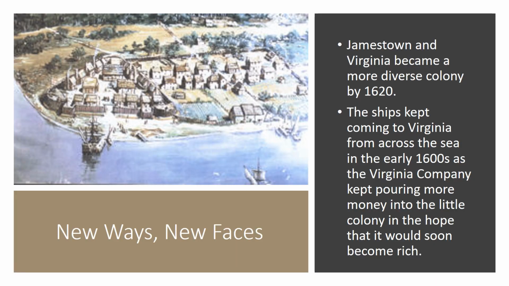New ways, new faces. Jamestown in Virginia became a more diverse colony by 1620. The ships kept coming to Virginia from across the sea in the early 1600s as the Virginia Company kept pouring more money into the little colony in the hope that it would soon become rich.